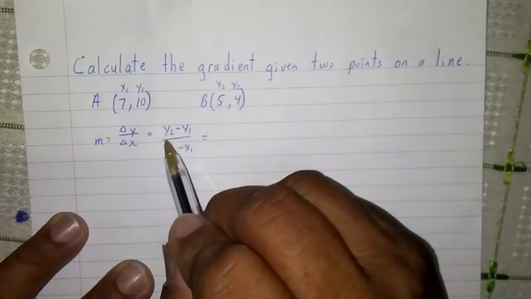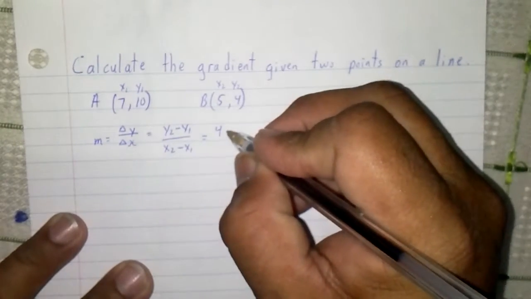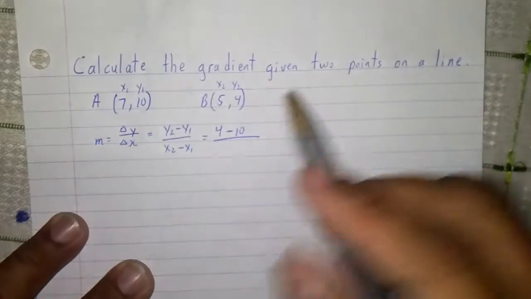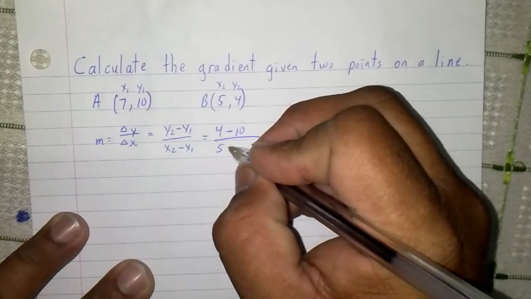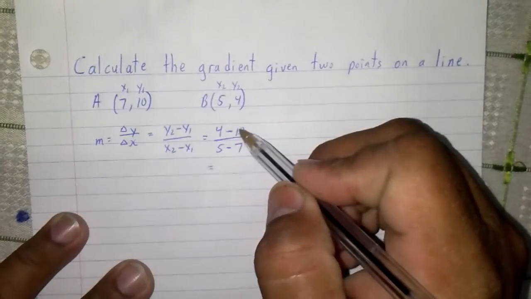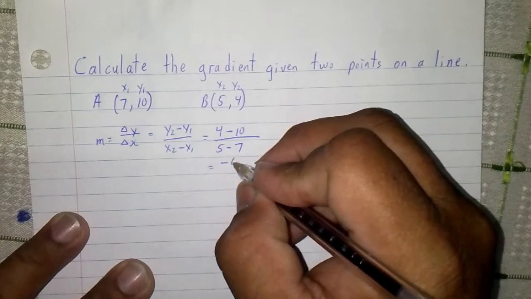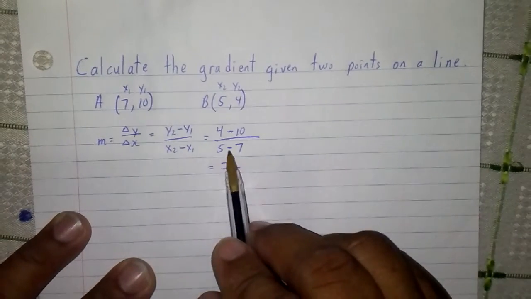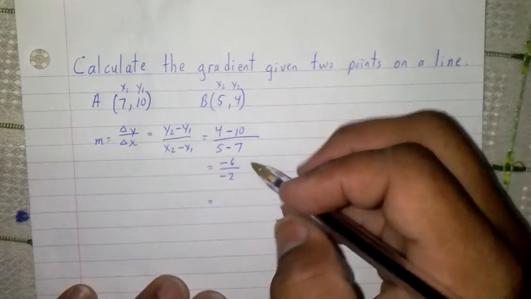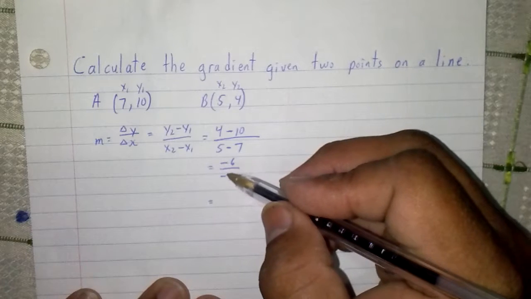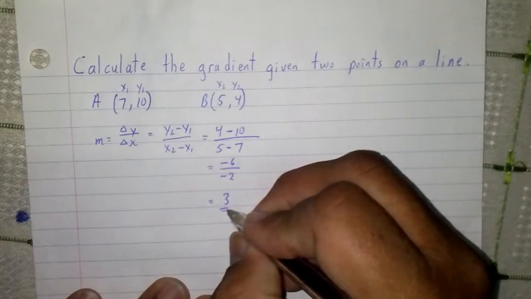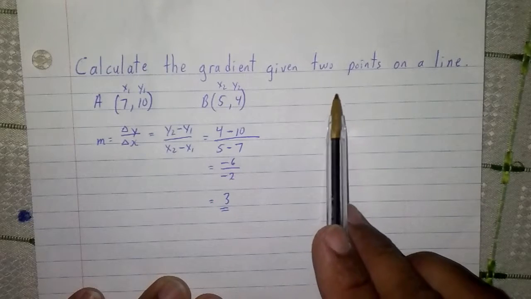Giving us now, what's the value of y2? 4, minus y1, which is 10, over x2, which is 5, minus x1, which is 7. 4 less 10 gives us negative 6, over 5 less 7 gives us negative 2. But now we end up with a fraction, a negative 6 divided by a negative 2, and a negative divided by a negative will give us a positive, and so 6 divided by 2 will give us a 3. So our result is 3. Now this is the gradient of these 2 points.